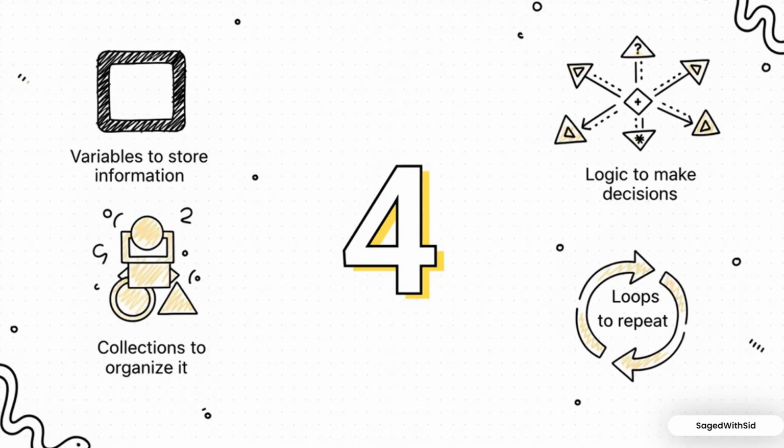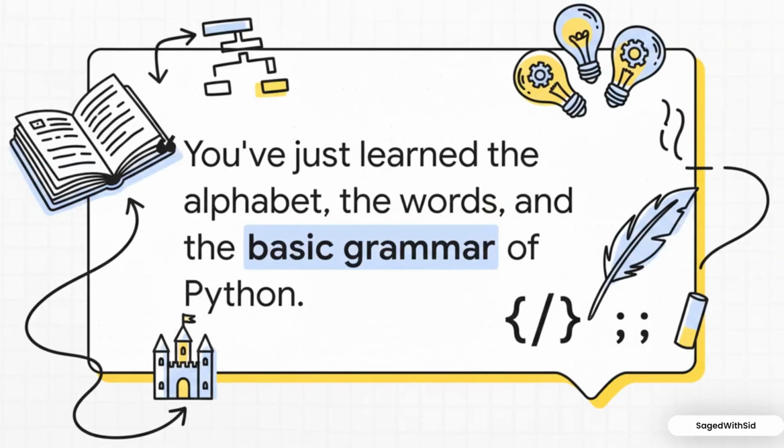And you know what? That's basically it. That's the core of it. Just 4 big ideas. Variables for storing stuff, collections for organizing that stuff, logic for making decisions, and loops for doing things on repeat. If you get those 4 things, you have everything you need to start building real, working code. Seriously. It's exactly like it says on screen.